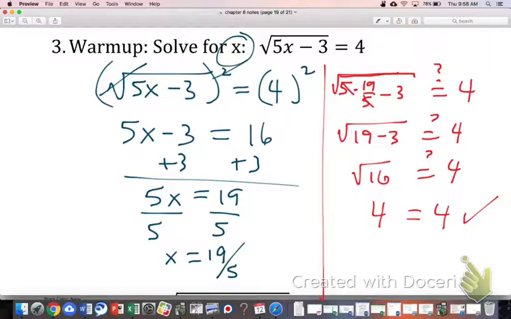There are going to be times when you go through all that, you did everything right, and it's going to be like, oh, wait, that's not true. Then you go back and say, well, that's not a solution for this equation.